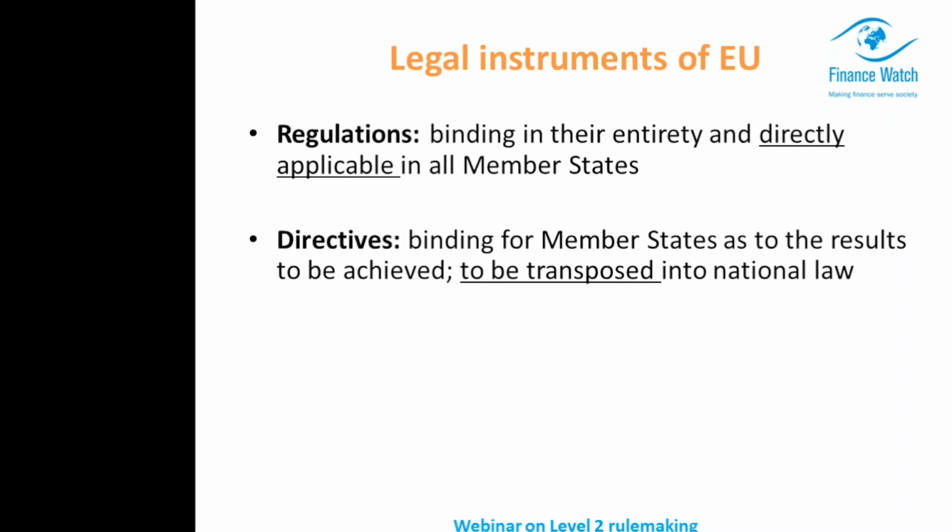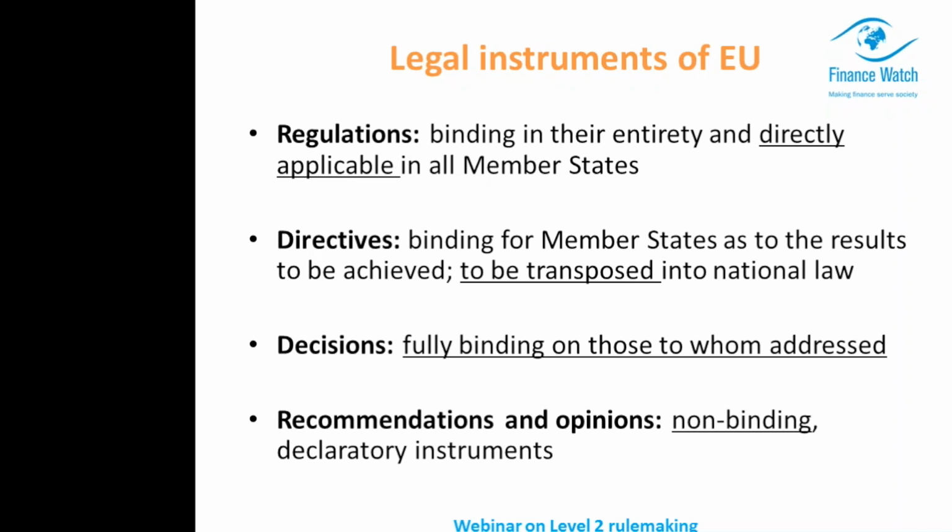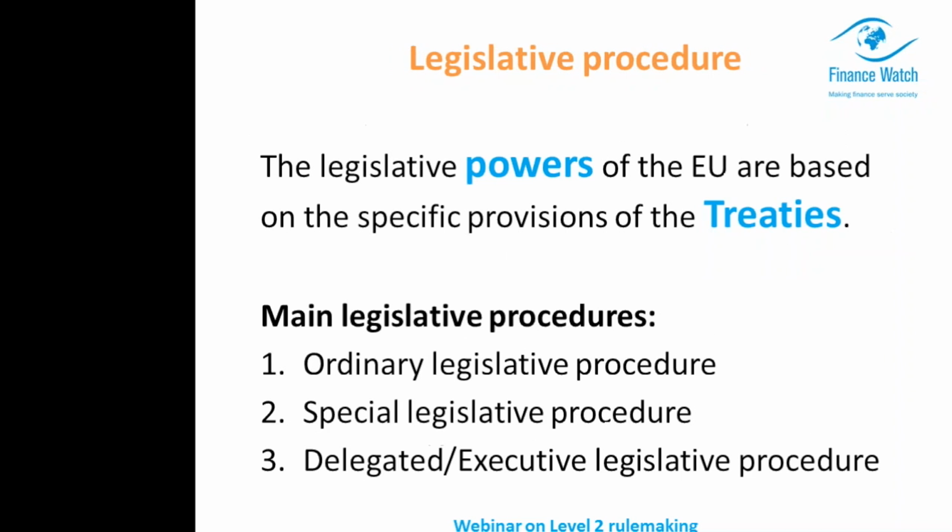Then we have decisions, which are fully binding on those to whom they are addressed. And then we have recommendations and opinions. As I mentioned, they are not binding. We will need those legal instruments to understand level 2 better, because if those legal instruments are taken under the ordinary legislative procedure or special legislative procedure, that will form the framework for the delegated acts.